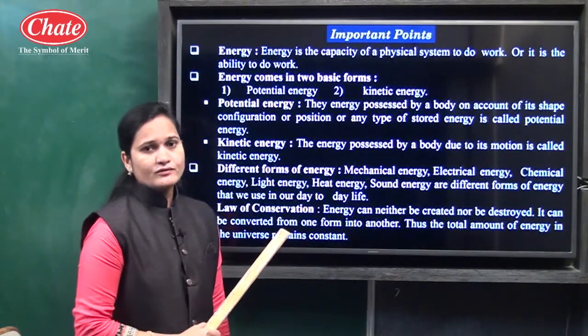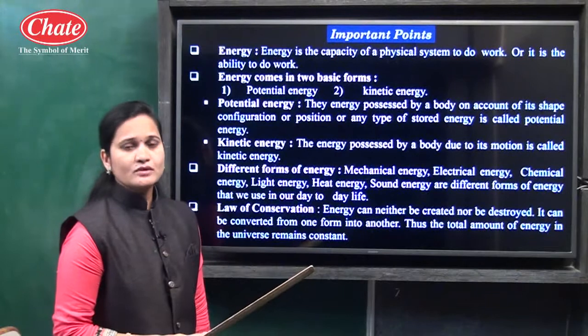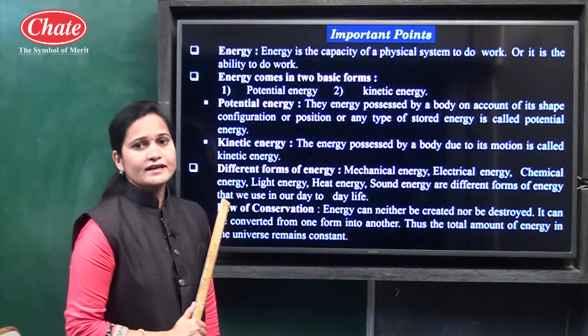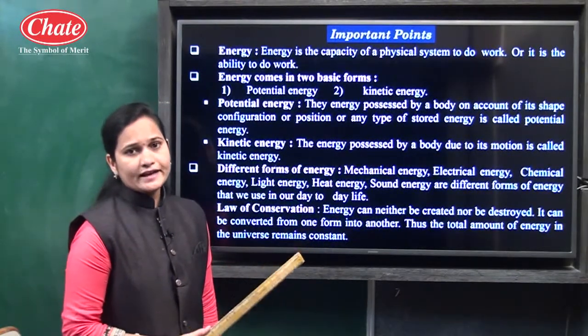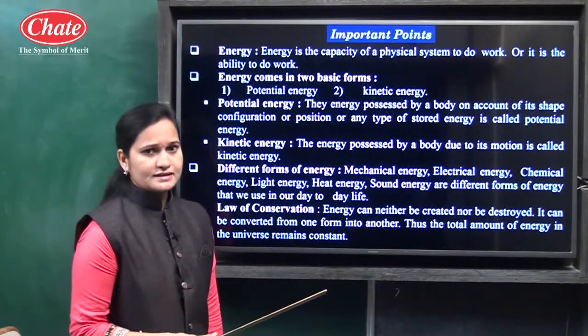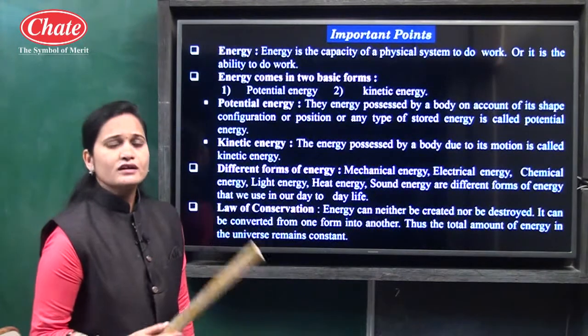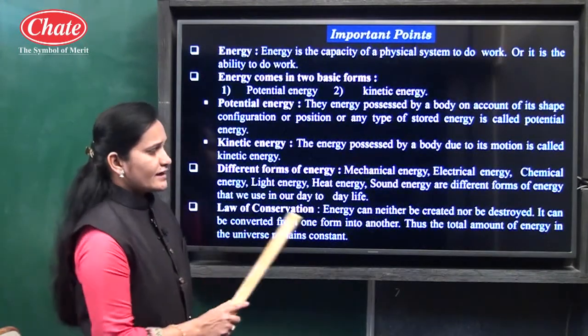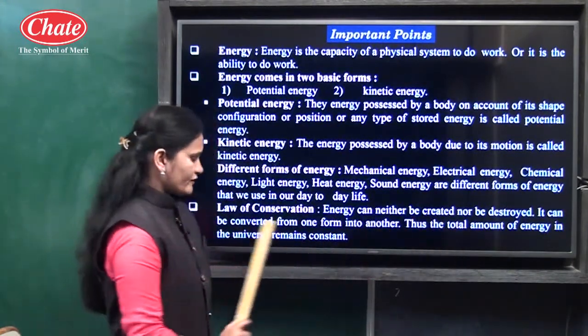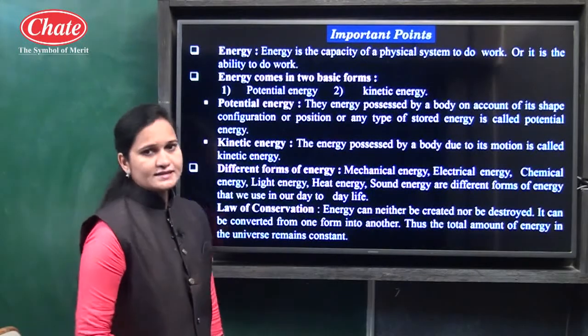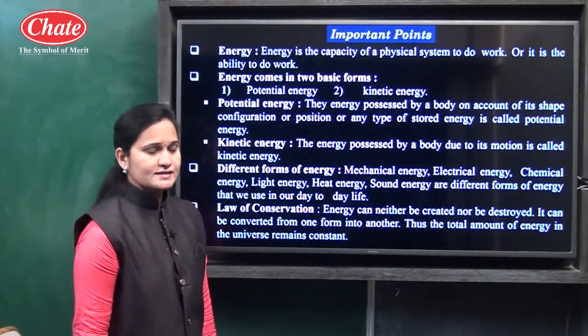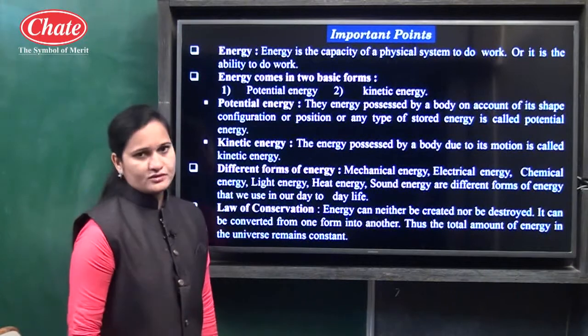For example, when we switch on the TV, at that time whatever electric energy is there gets converted into light energy and sound energy. It means one form of energy can be converted into another form of energy, and therefore the total amount of energy in the universe remains constant, and this is known as the law of conservation.